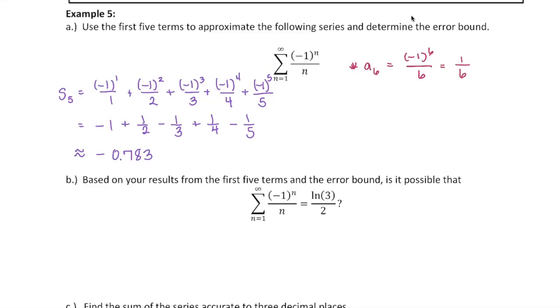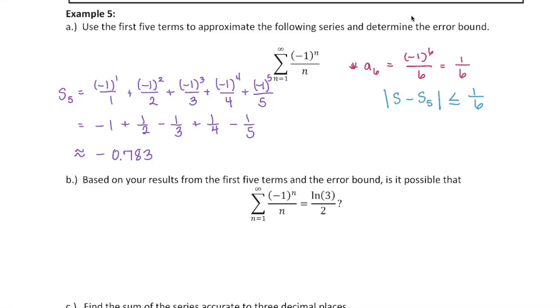Now here's how we determine the error bound. The error bound is an interval. So we have an upper bound and a lower bound of where we know that our actual sum resides. So the rule is that the remainder, which is the absolute value of the sum minus the partial sum, I shouldn't put n there because in this case, it's going to be 5. We know that that has to be less than or equal to 1/6.